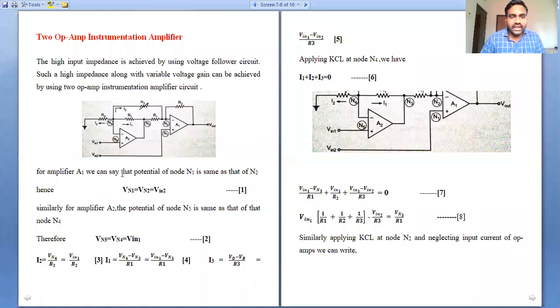Now we will analyze the currents. Here we have 3 incoming currents. I1 is the current flowing through the feedback resistance of A2. I2 is the current flowing through the non-inverting terminal, and I3 is the current flowing through the variable resistance R3. If we analyze the currents, I2 is equal to Vn4 divided by R2. We know that Vn4 is nothing but V input 1.